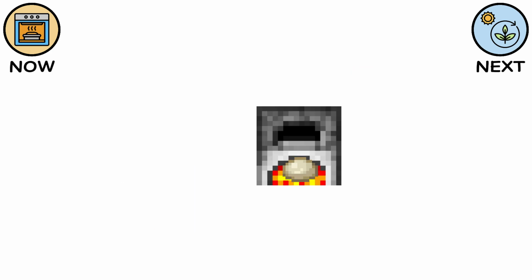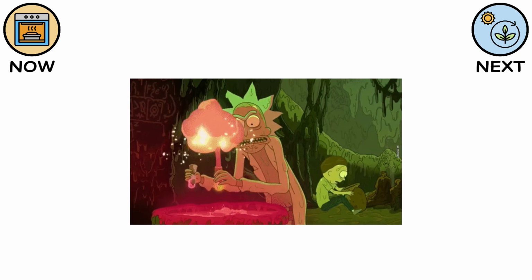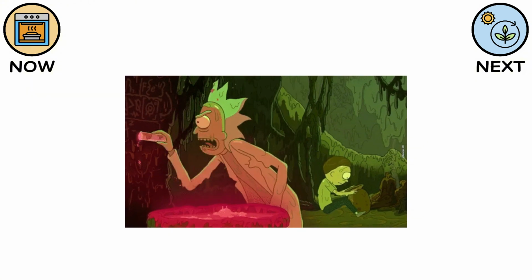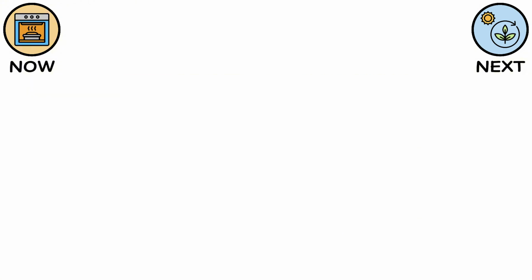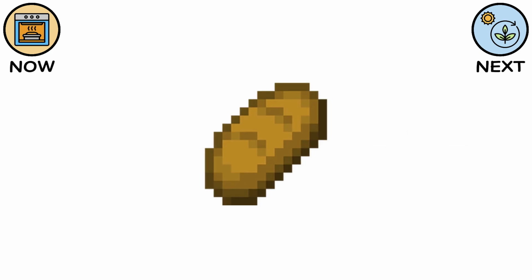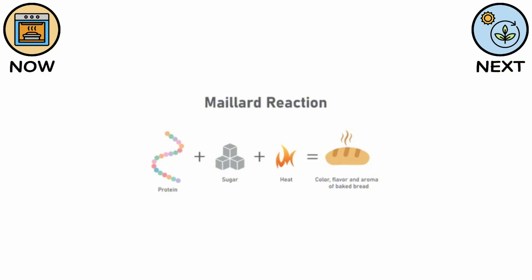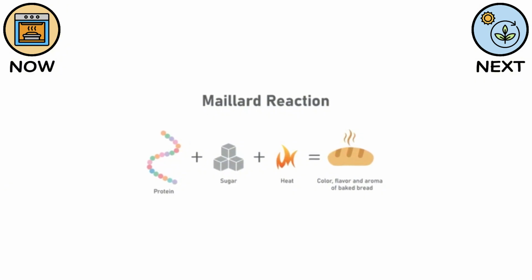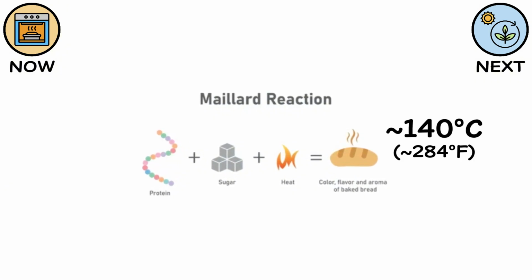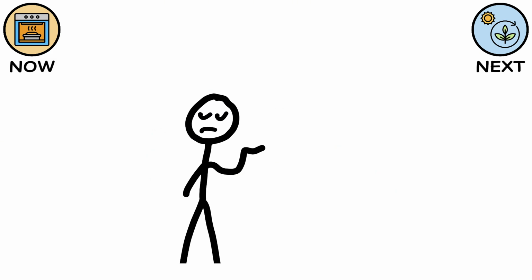When the dough hits the oven, the yeast dies, but the chemistry doesn't stop. Heat triggers the Maillard reaction, a set of reactions between amino acids and reducing sugars. It's what gives baked goods their golden brown color and rich aroma. The Maillard reaction is temperature sensitive and only kicks in around 140 degrees Celsius. It's also responsible for the crust on seared meat and the flavor in roasted coffee.